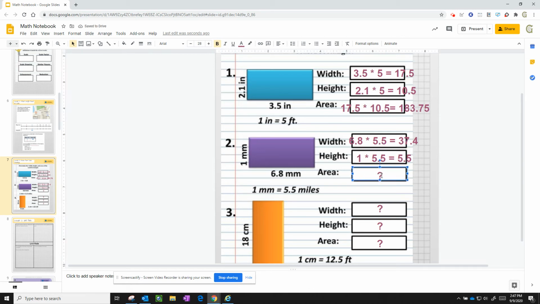So area, again, it's a rectangle, so I'm going to use my formula, which is base times height, or width times height. So we're going to do 37.4 times 5.5, and we get 205.7.